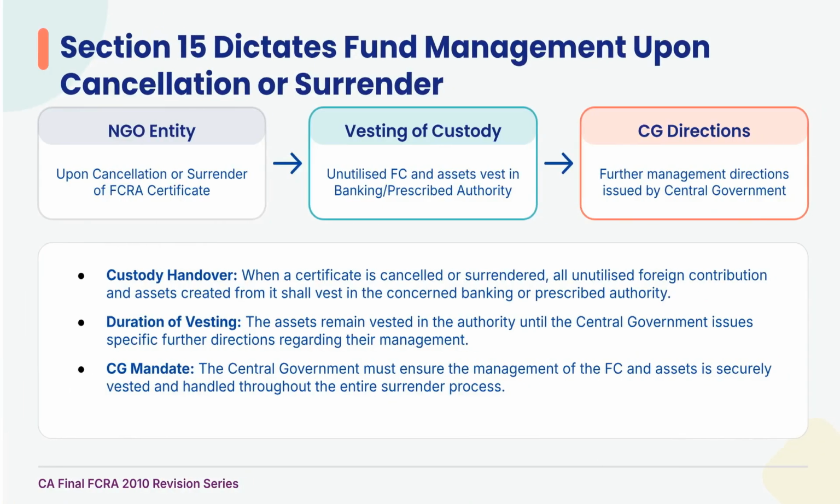A common question arises. What happens to the foreign contribution and assets once a certificate is canceled or surrendered? Section 15 provides the answer. Any unutilized foreign contribution and assets created out of such contribution automatically vest in the concerned banking authority or prescribed authority. These assets remain under the authority's control until the central government issues further directions. The objective is to ensure that foreign contribution and related assets remain protected and properly managed even after the organization loses or surrenders its registration status.